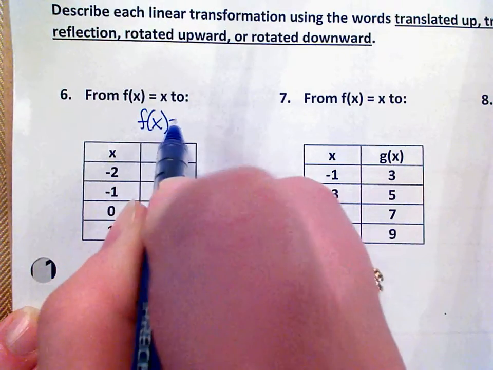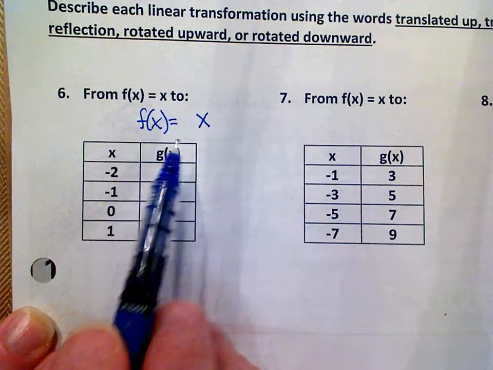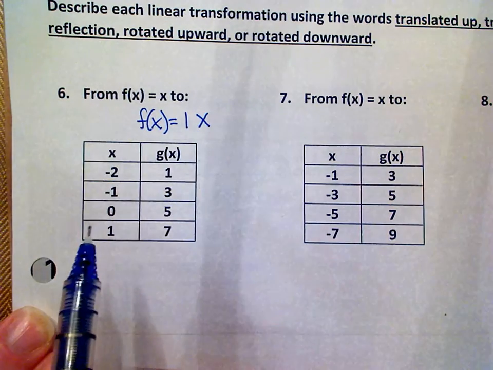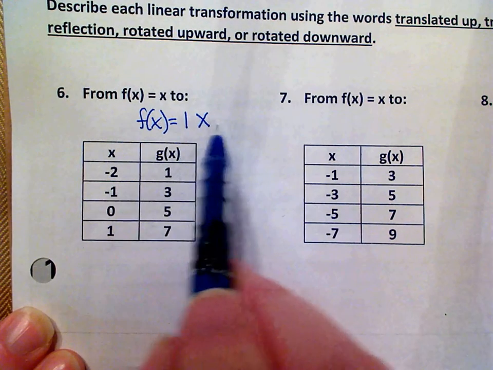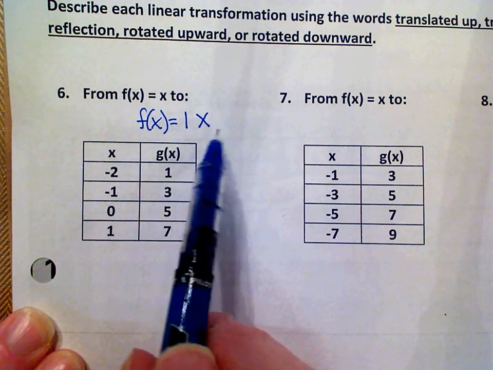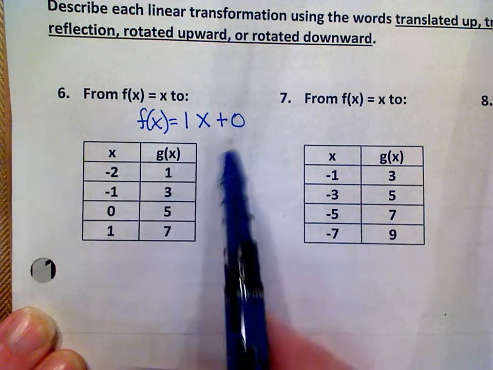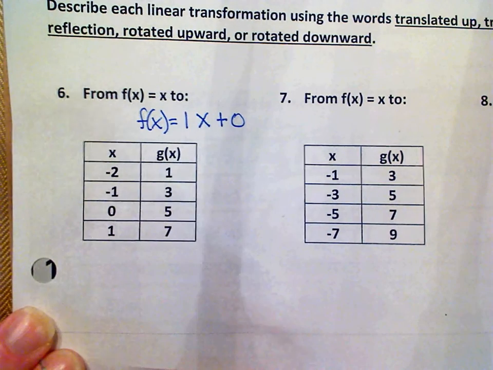So we know that the slope is the number in front. When there's not a number, it's an understood 1. So we know the slope of this line is 1. The y-intercept is the number added or subtracted at the end. If there's not 1 there, we know that means the y-intercept was 0. So that's what we're comparing to when we write our equation for g of x.